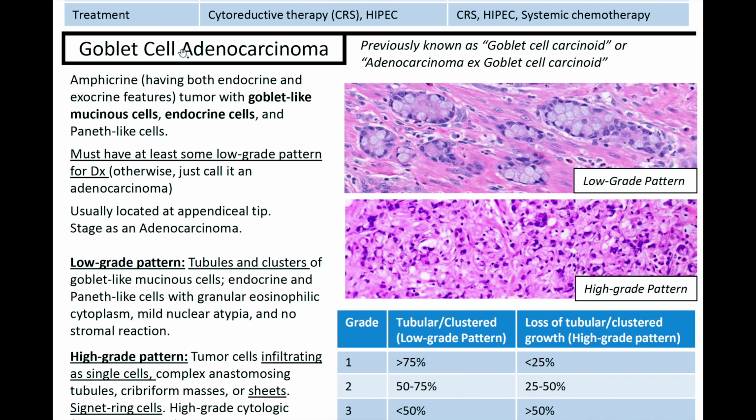So for a goblet cell adenocarcinoma, for the grading, a grade 1, you're going to have tubular or clustered more than 75%, which is a low-grade pattern, and you're going to have less than 25% high-grade features or loss of tubular clustered growth in a G1. For G2, you're going to have 50 to 75% low-grade pattern, 25 to 50% high-grade, and then for G3, you're going to have predominantly or more than 50% of that high-grade pattern.